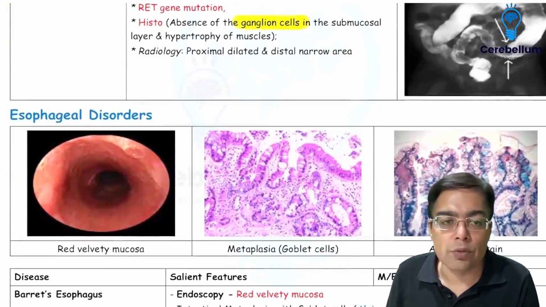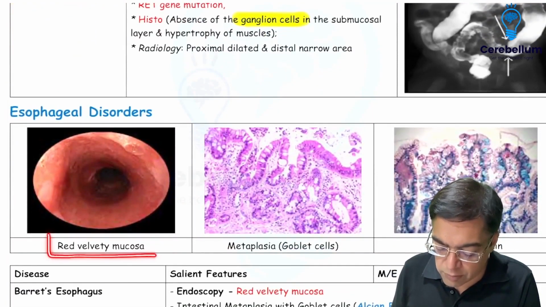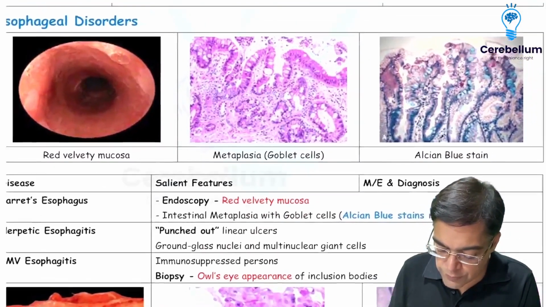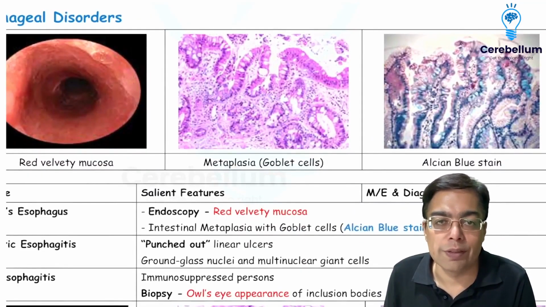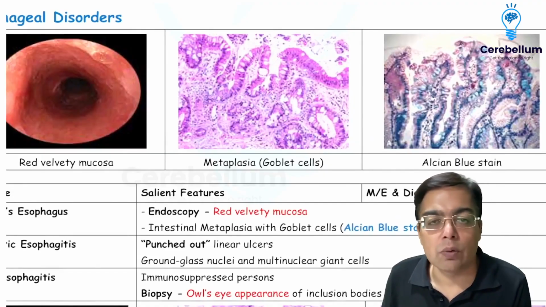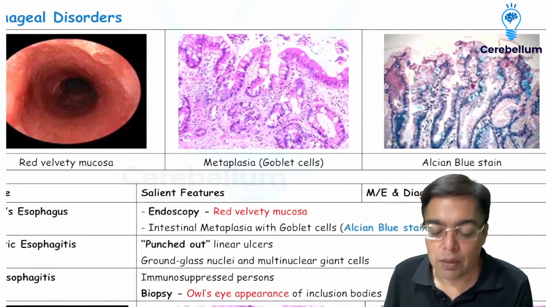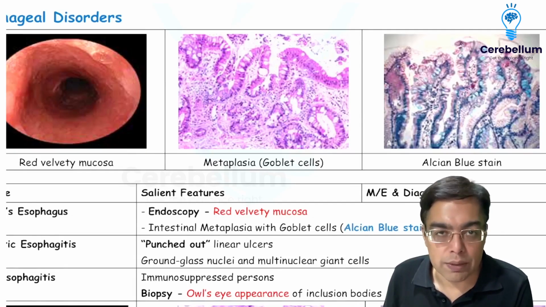Having a look now at the esophageal disorders, an example of a condition where you expect to have a red velvety mucosa on the endoscopic examination is given the name of Barrett's esophagus. Barrett's esophagus is seen in patients having chronic gastroesophageal reflux disease, and these patients are going to have a replacement of the stratified squamous epithelium by the intestinal columnar cells. So Barrett's exemplifies intestinal columnar metaplasia.